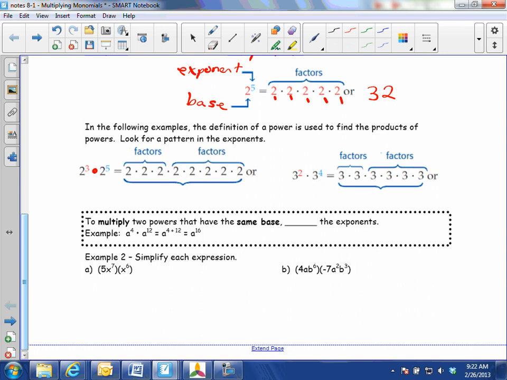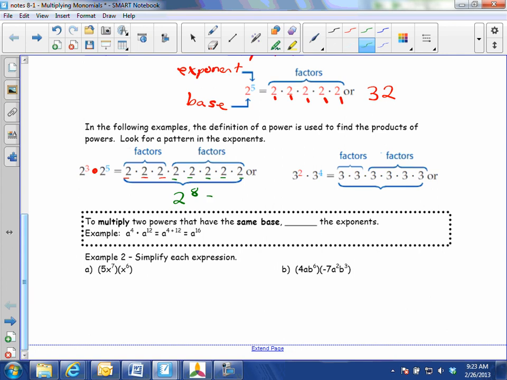So they said, well, this means 2 times itself 3 times, so 1, 2, 3 times. And our other one says 2 to the 5th, so 5 times. 1, 2, 3, 4, 5. So we could say this is 2 to the what? 8. Right, because 1, 2, 3, 4, 5, 6, 7, 8 all together.